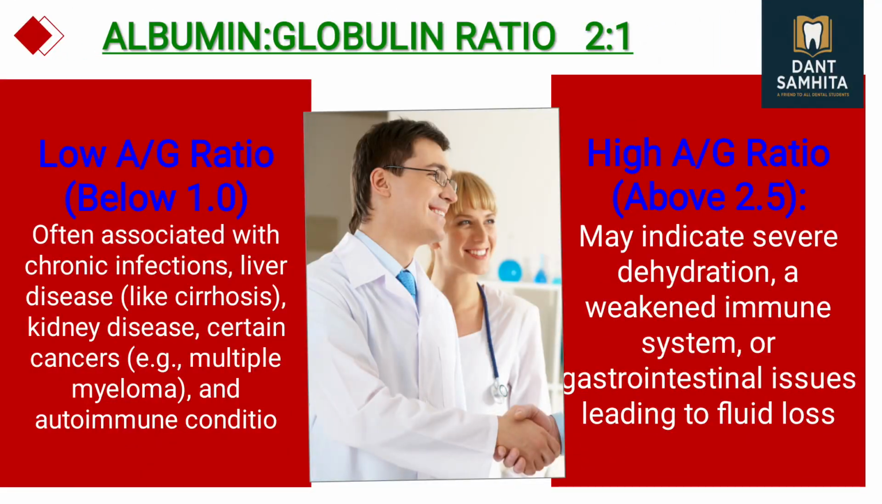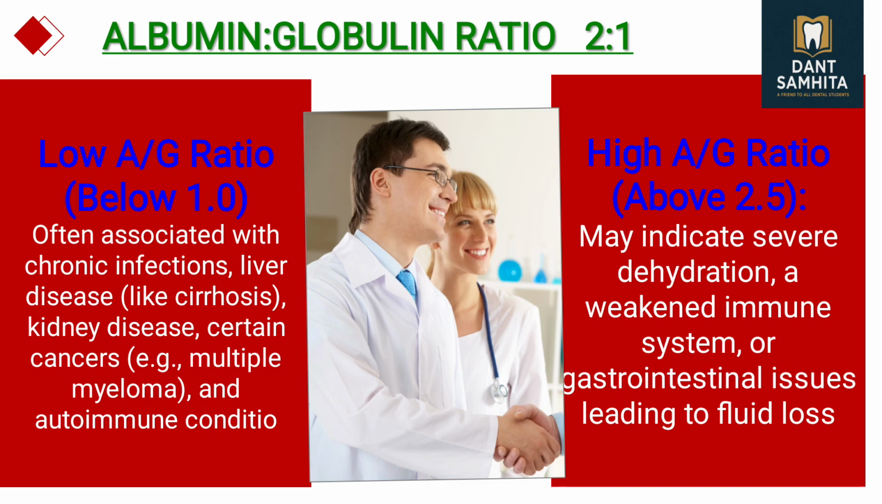Coming to the next. Now we know mainly two types of plasma proteins are there. One is albumin, one is globulin. So the albumin to globulin ratio in the blood is normally maintained as 2:1. This is the normal one. So if it at all changes, then what will happen? If the AG ratio changes, the first thing that happens is it is associated with chronic infections of the liver and causes liver diseases like cirrhosis, kidney diseases, certain cancers like multiple myeloma and autoimmune conditions.